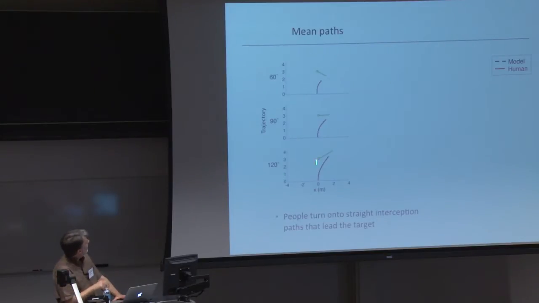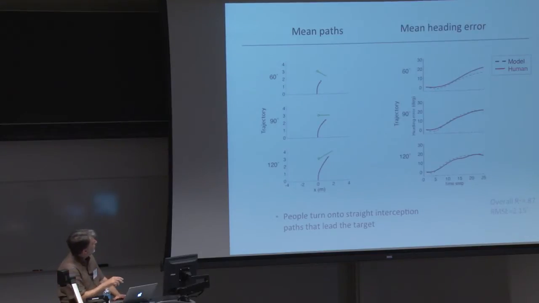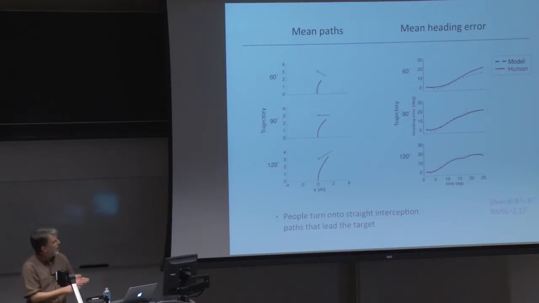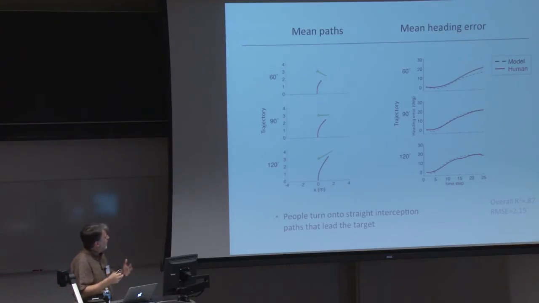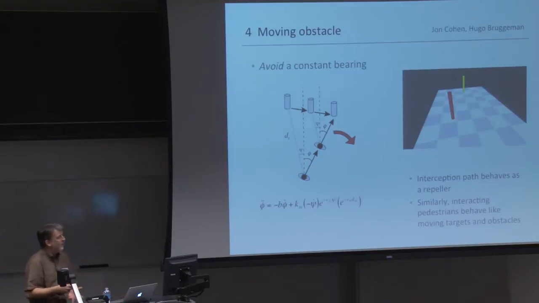Here's some data on the left. So here's a moving target. Here's the path of the human in red and the model in black, which you can't see because it's basically right on top of the human data. And the time series of this heading error now goes up to some constant value at which you're on an interception path with respect to that target. So people indeed do this. They turn onto straight interception paths ahead of the target that lead the target. And it's, again, a fairly simple descriptive model of that behavior.